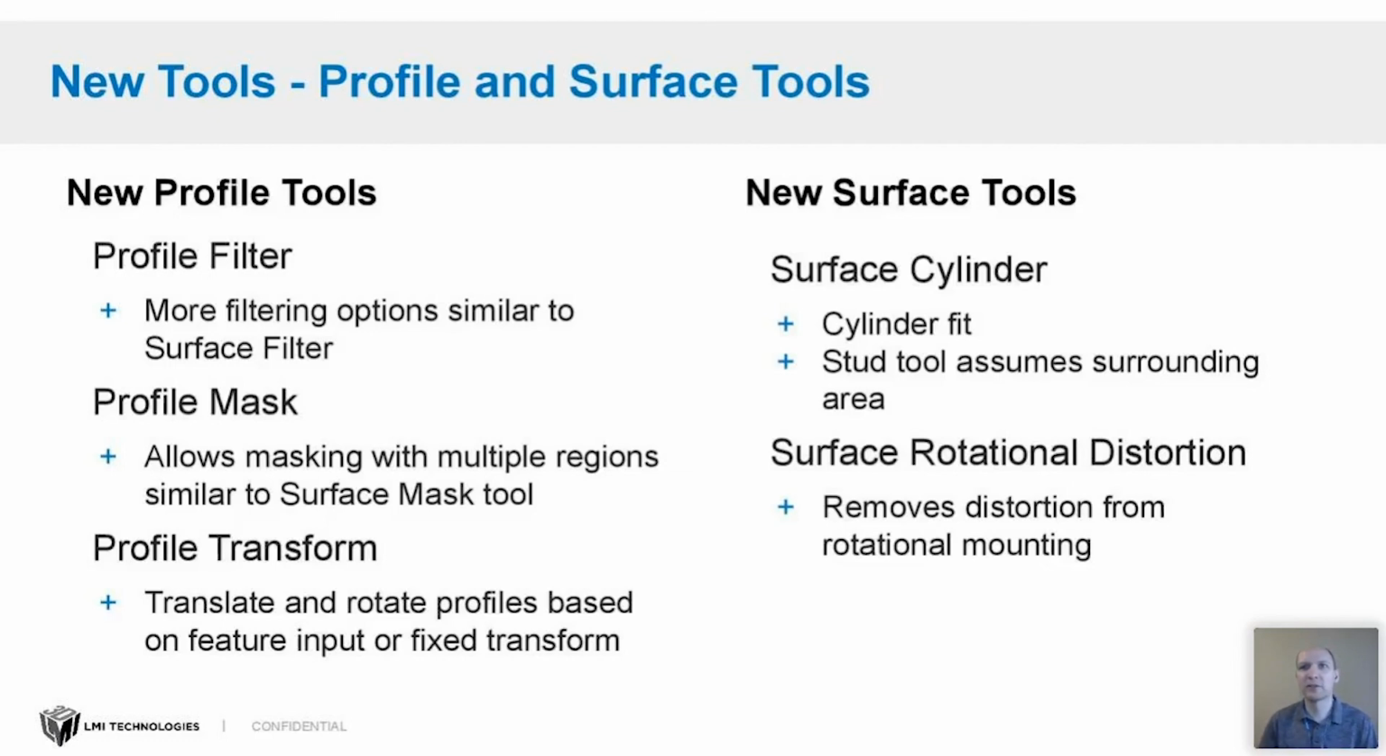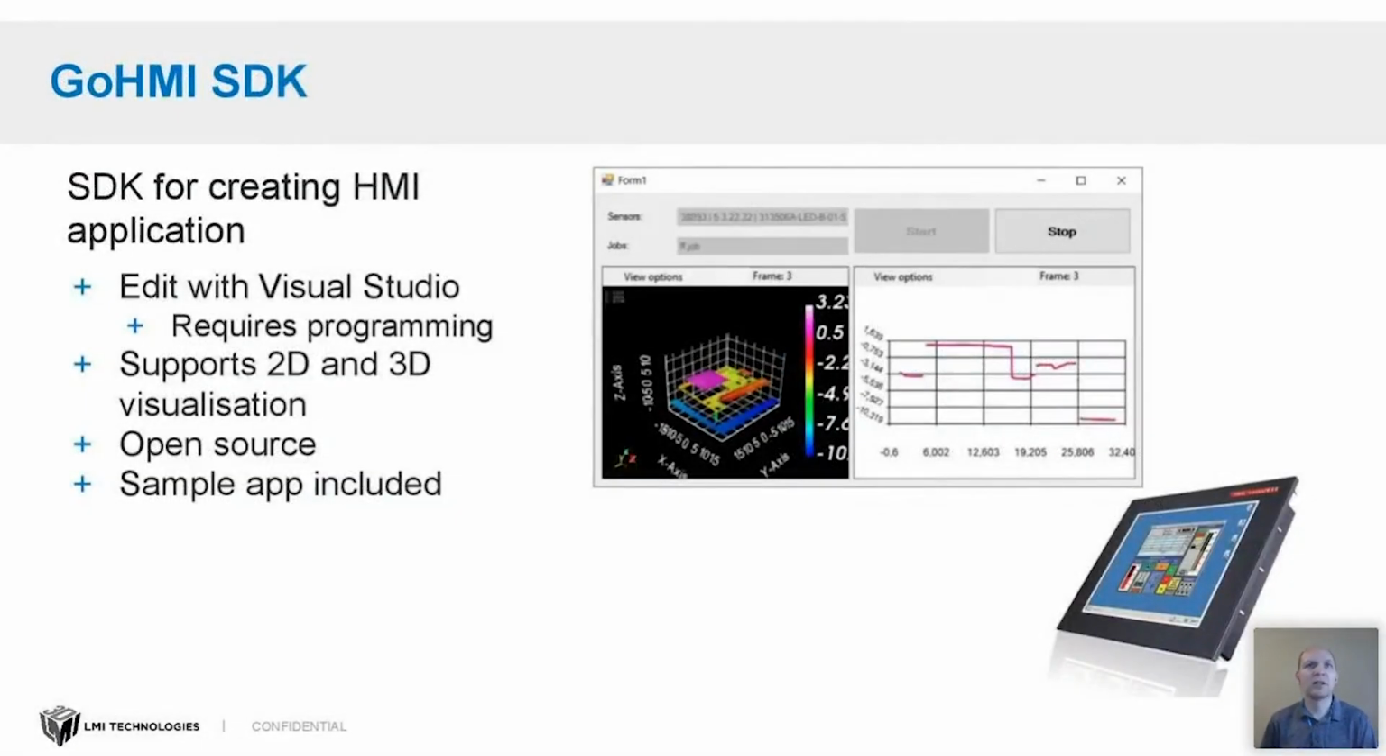And then finally, the surface rotational distortion tool removes distortion from rotational mounting. So you can imagine that you would have your part perhaps on a rotary table, or your sensor on a rotary table, or on an arm that's swinging over your parts. If you have these cases, you've probably seen that it creates a distorted scan. This tool allows you to remove that distortion by compensating for that rotation in your scans and give you the actual part geometry.